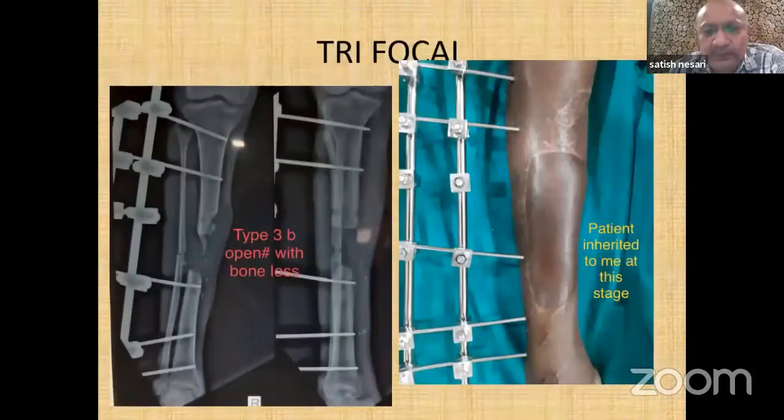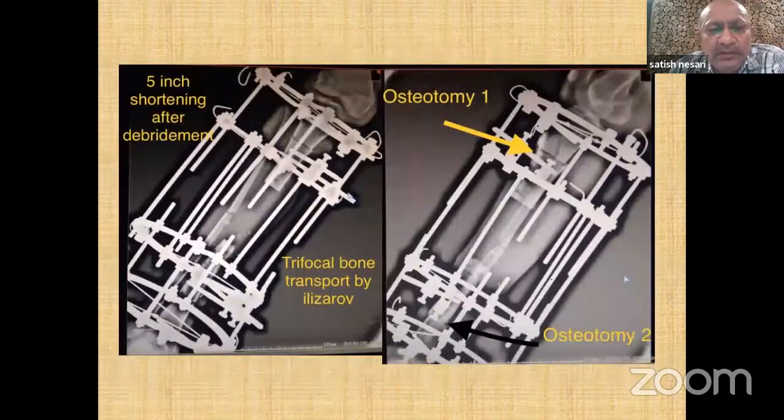In another patient, a trifocal bone transport has been done. The plastic surgeon did a flap. Sometimes a flap interferes with our work. So in this patient, the surgeon did a flap surgery, but the bone ends were not proper and were unhealthy on the X-ray. So I had to excise the bone ends. It came to about 5 inches of shortening after debridement.